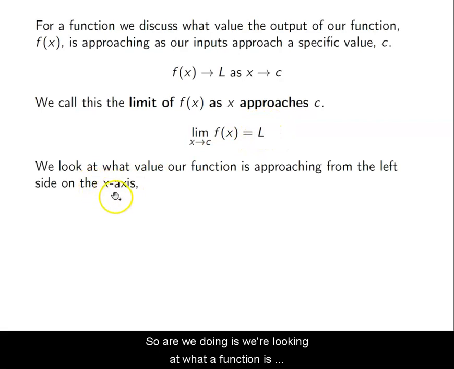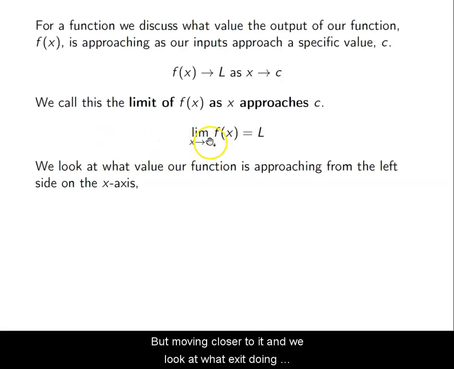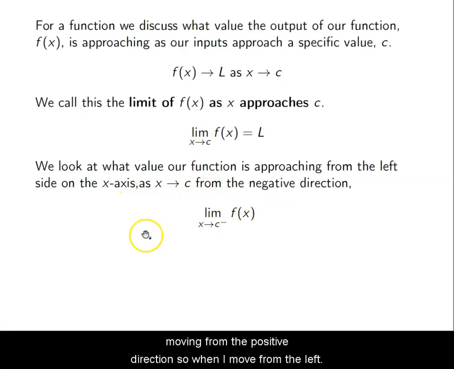Okay, so what we're doing is we're looking at what our function is doing as we approach, input-wise, the value of c from the left side and from the right side. So we're looking at what x is doing when it's less than c, but moving closer to it. And we look at what x is doing when it's larger than c, but moving closer to it, okay? So we call this moving from the negative direction and moving from the positive direction.